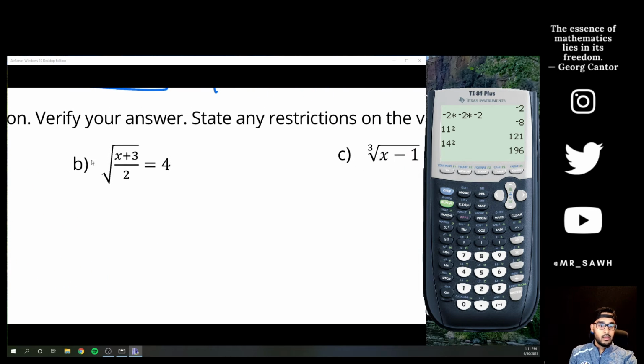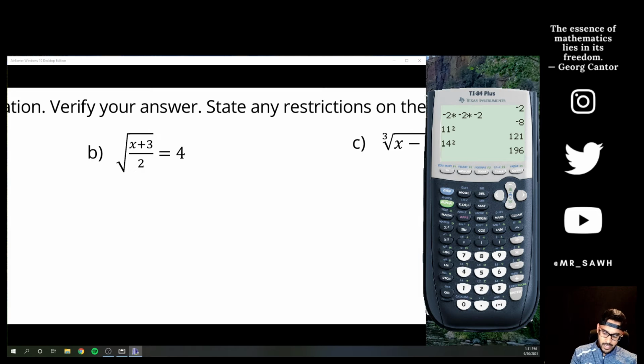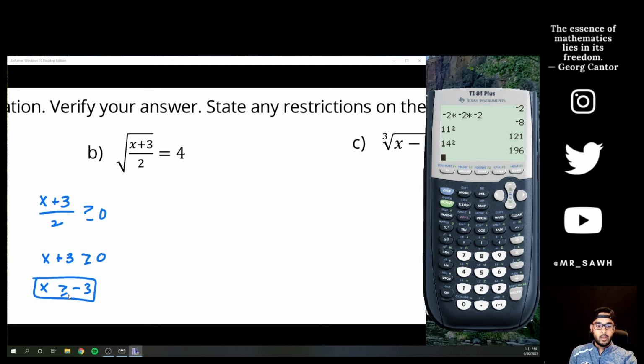For B, step 1 is the same. Isolate the radical. We'll do the restriction first this time before I forget. And again, it's the radicand that you want to make sure is positive or 0. Now, essentially, we're going to solve this little tiny inequality for x. So multiply both sides by 2, which means that really it's just the numerator we care about. x plus 3 has to be greater than or equal to 0. So again, as long as x is greater than or equal to minus 3, we are okay.